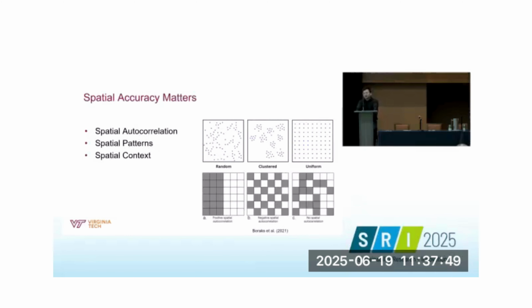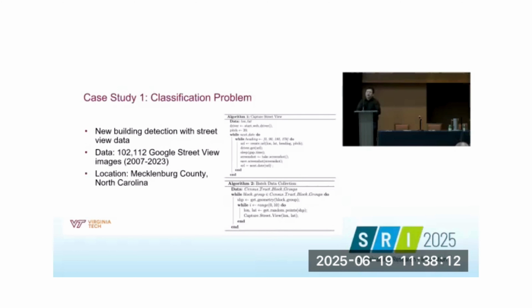The spatial accuracy definitely matters, right? We have a lot of interesting and cool concepts in the geography world, for example spatial autocorrelation, spatial patterns, and spatial context, but those things are not reflected in the evaluation of the model. In GeoAI models, those things are often overlooked.